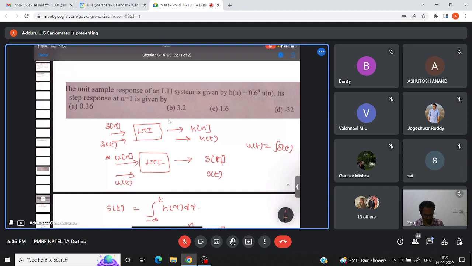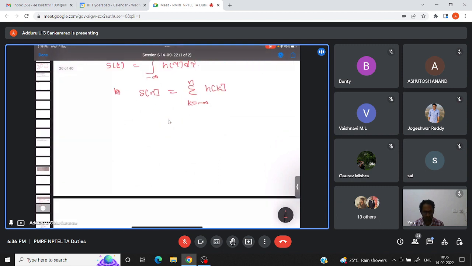So this is a question based on this. You can see, the unit sample response of an LTI system is given by h of n equals 0.6 power n u of n. The step response at n equal to 1 is asked. The unit impulse response is given, and in the question it is asked to find the step response at n equal to 1. Just now we have seen that the step response is the summation of the impulse response.